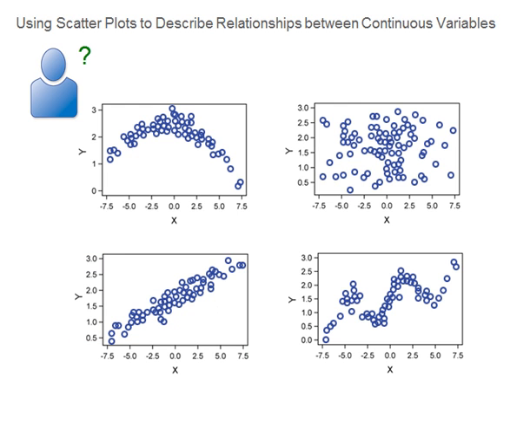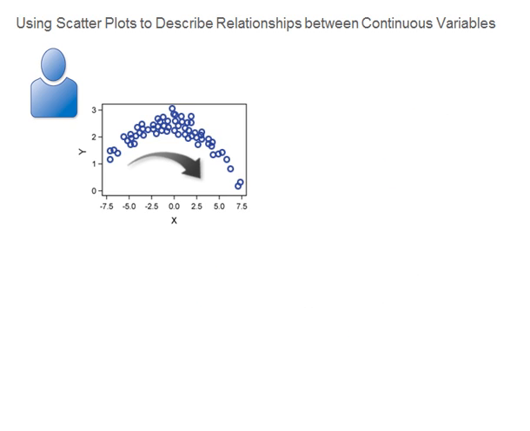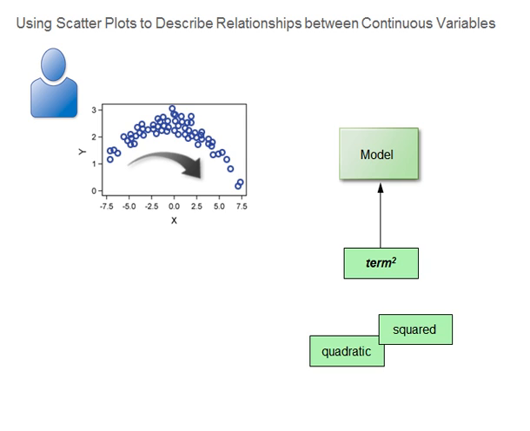Now, which scatter plot shows curvature in the relationship? This scatter plot shows a parabolic or curvilinear relationship between the two variables. Later, when you learn about fitting a model to the data, you'll need a quadratic or squared term in the model for this type of data.